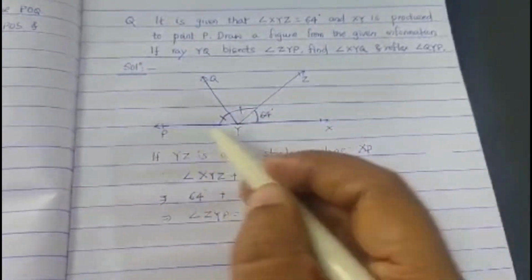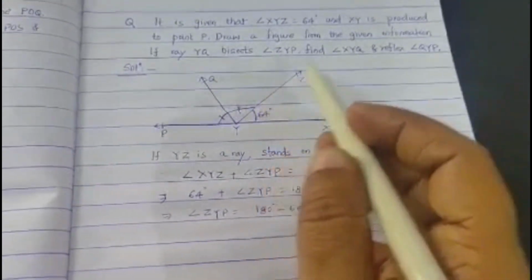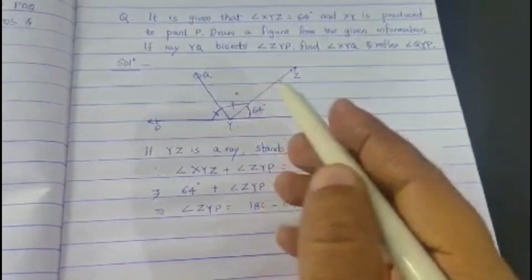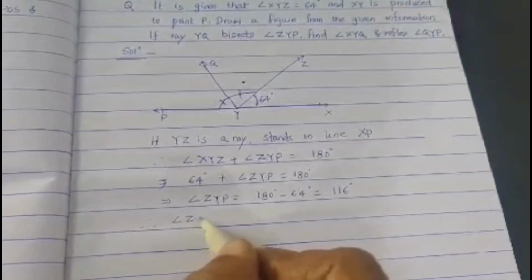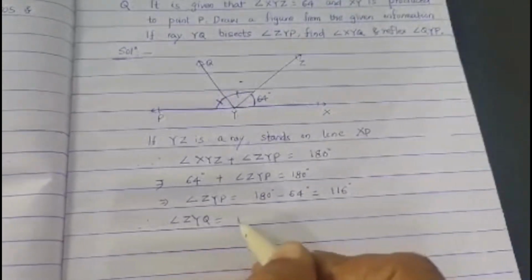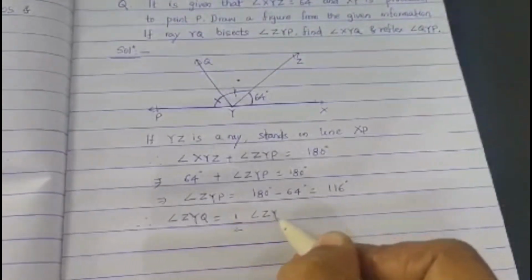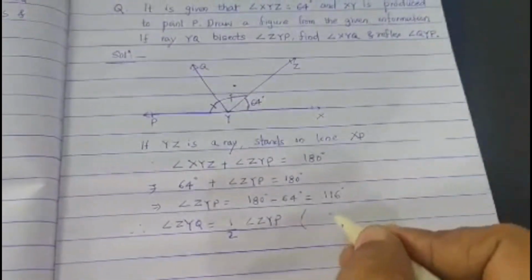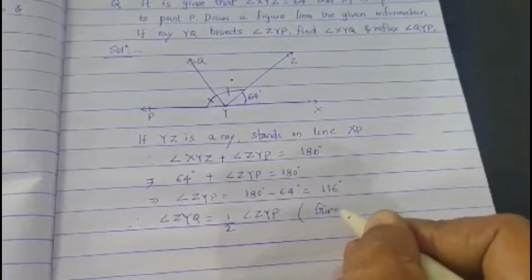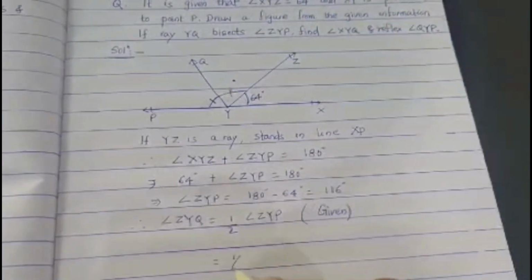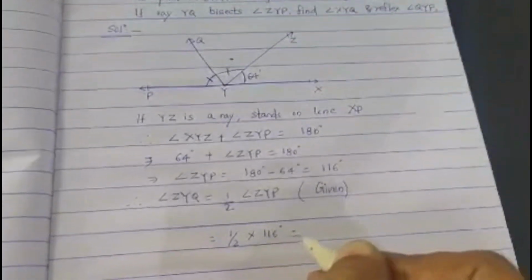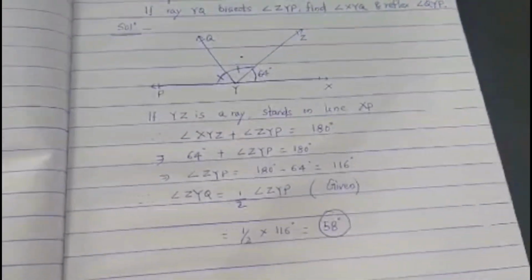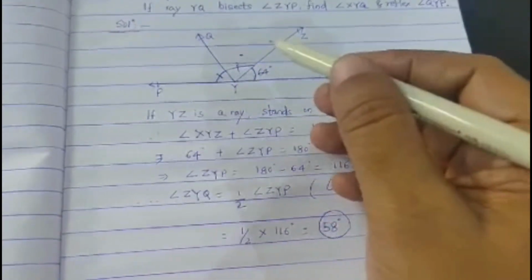So now these two angles are equal. If this angle is 116, then this will be half of this. So we have to find angle XYQ. Basically we have to find this angle ZYQ. Therefore angle ZYQ will be equal to half of angle ZYP, because this is the angle bisector. Ray YQ bisects, it has been given. So that will be equal to half of 116 degree, and that is 58 degree. So now we have found this angle ZYQ equal to 58.